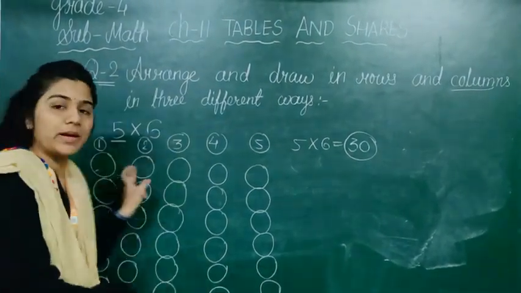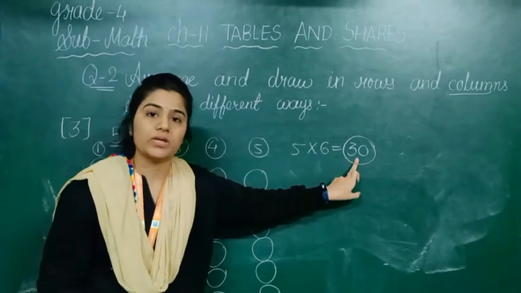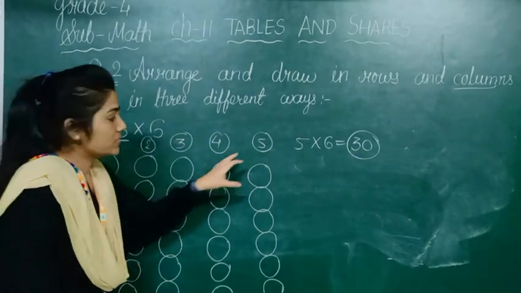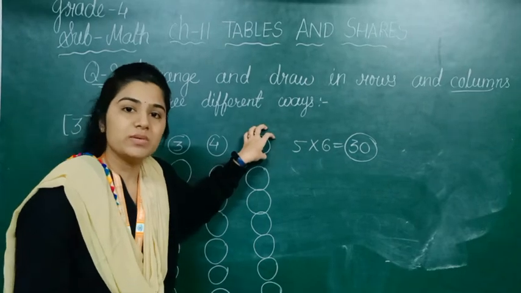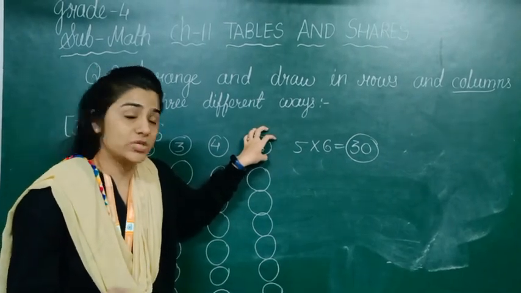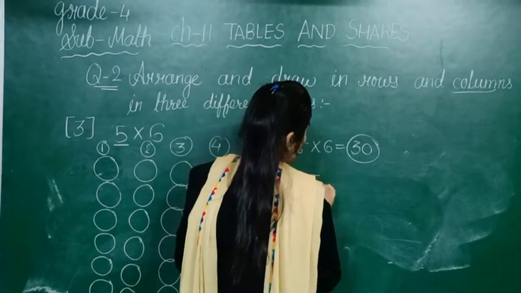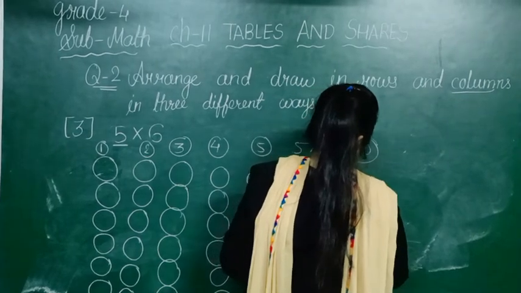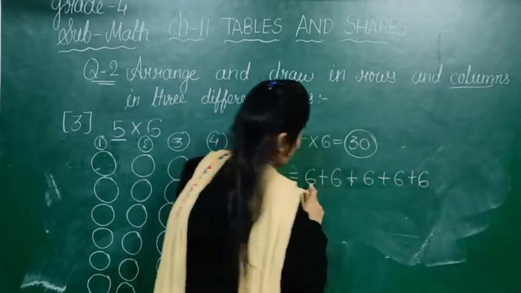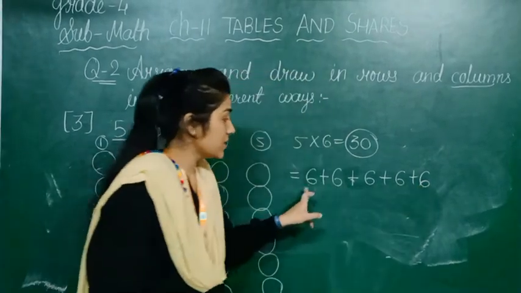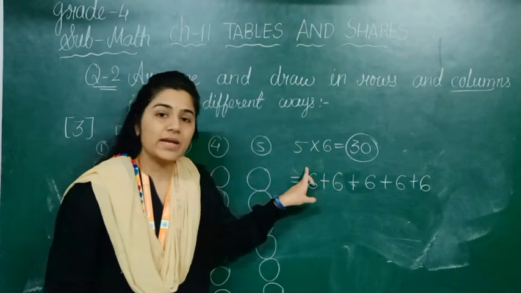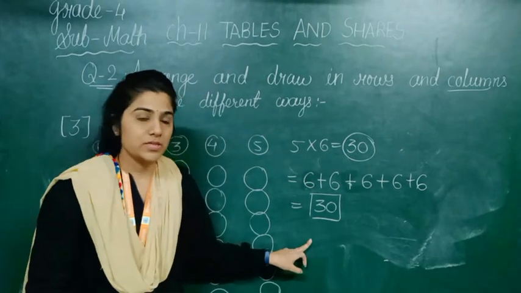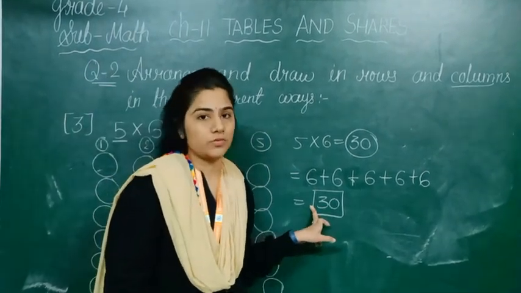So when you count orally, you will get 30 as the product, as the answer. So we can say that we have drawn circles in 5 columns, with 6 circles in each column. We can do it like this also: see, 1, 2, 3, 4, 5, and I have written 6 here. 5 sixes, that is 30. Right? So in this way you have to finish your question.